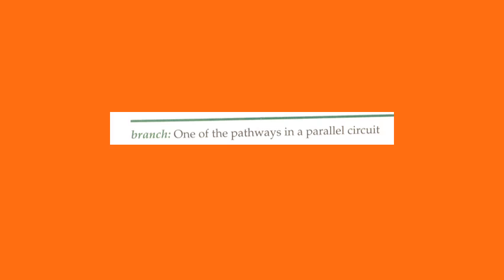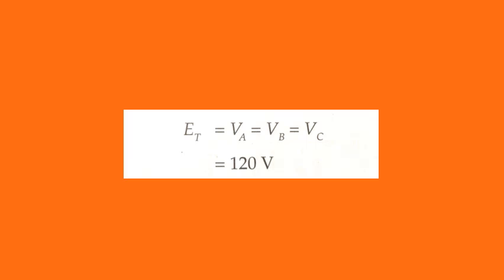The voltages across all branches of a parallel circuit are the same and are equal to the voltage at the source. That's very important. In figure 2-12, which we'll look at in a moment, the voltage in branch B is 120 volts. Therefore, the voltages in branches A and C are also 120 volts. So mathematically, the source voltage equals branch A voltage, which equals branch B voltage, which equals branch C voltage.